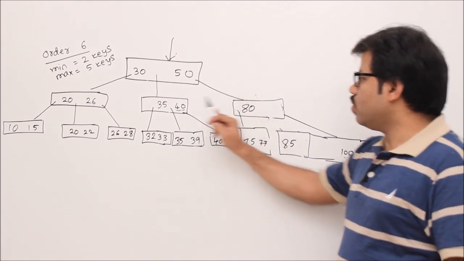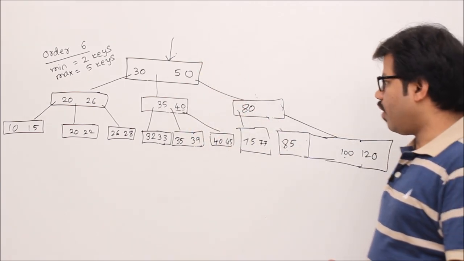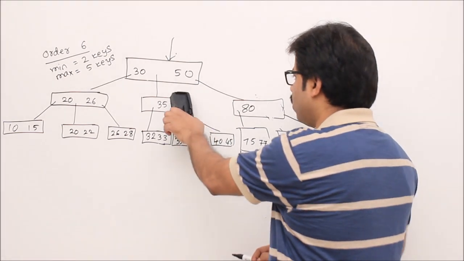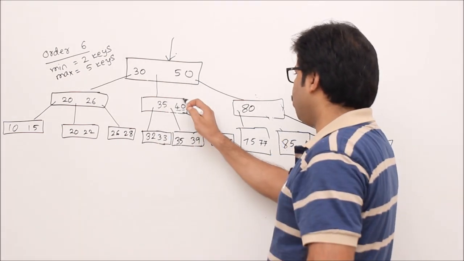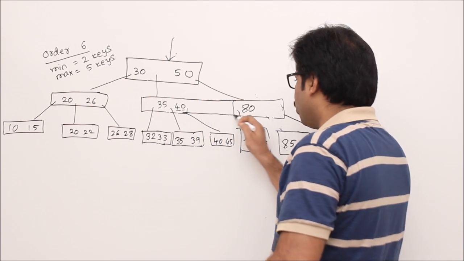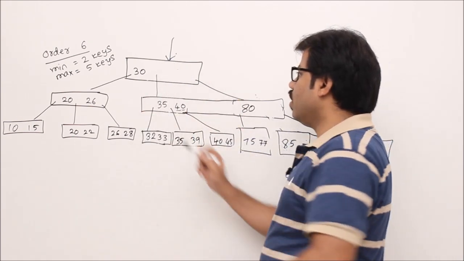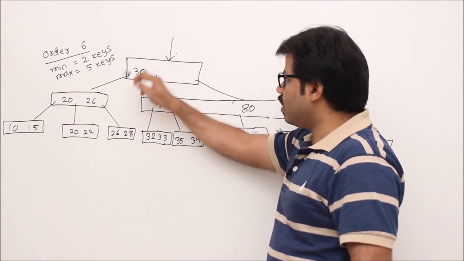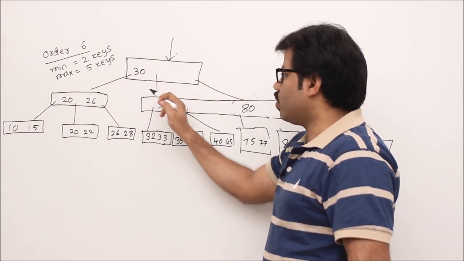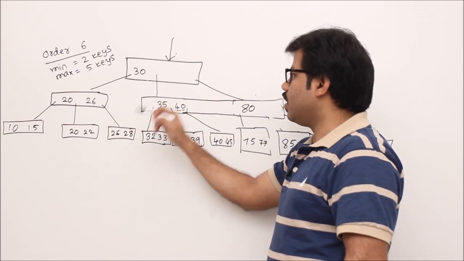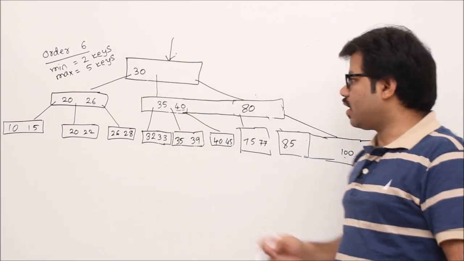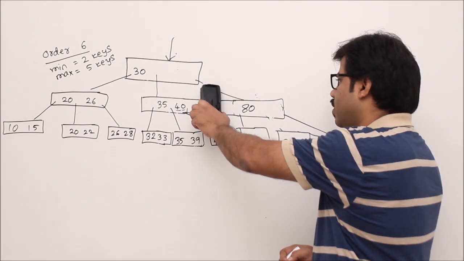Let me merge these two trees. If I merge these two trees, then it will become 35, 40, 80. Simple, like this. Whenever you merge two nodes, then the anchor should be removed. Then only this node will match the number of children. Correct? We have only 2 children. Then only one key should be sufficient. Correct? So we can remove this pointer.